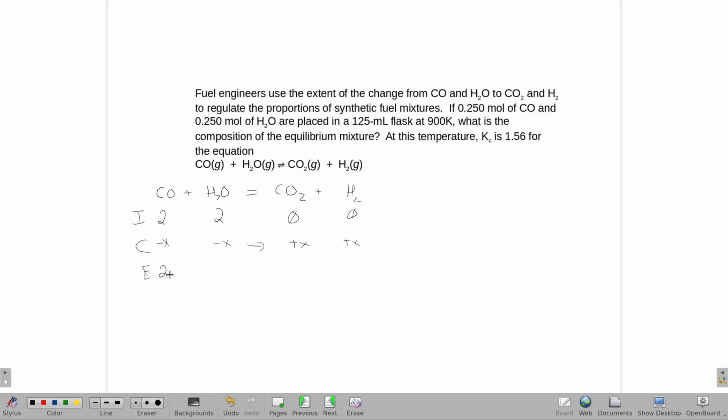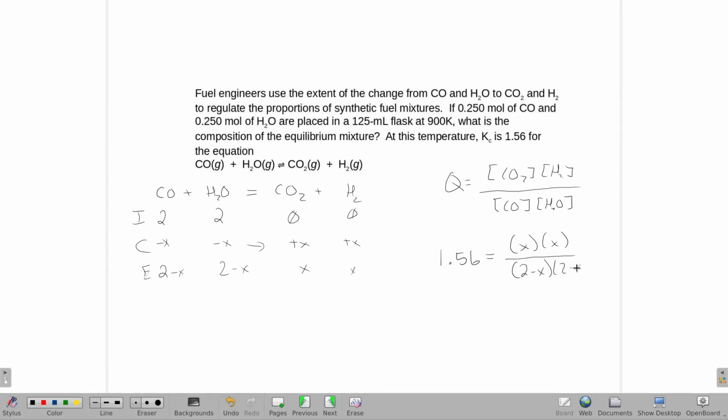So at equilibrium, this will be 2 minus x, this will also be 2 minus x, this is x, and this is x. And our Q for this reaction is CO2 and H2 all over CO and H2O. All right, so far so good. This looks very similar to what we just did, but I've given you a K, and I want to know what the equilibrium composition is. So I want to know essentially what the x's are so we can solve for each one of these. So let's look at what this would turn into: 1.56 equals x times x all over 2 minus x and 2 minus x.